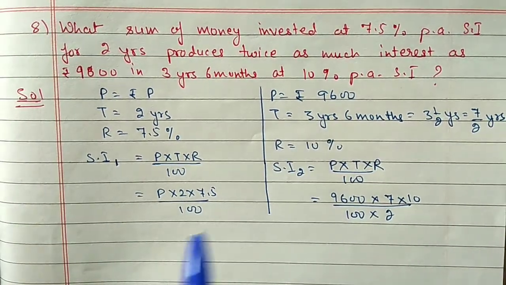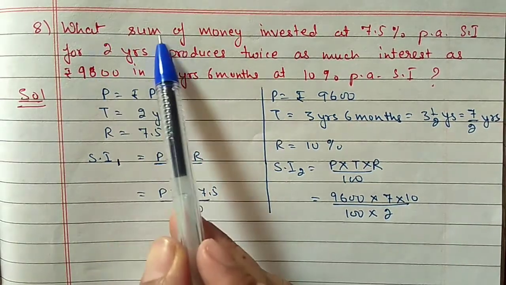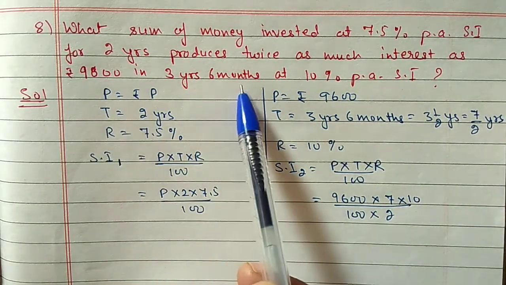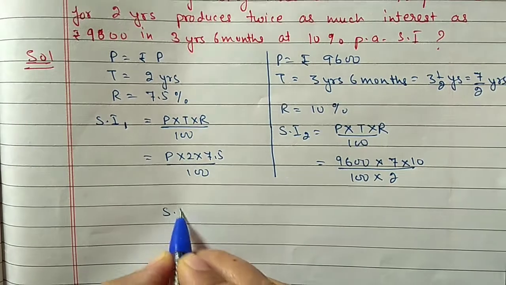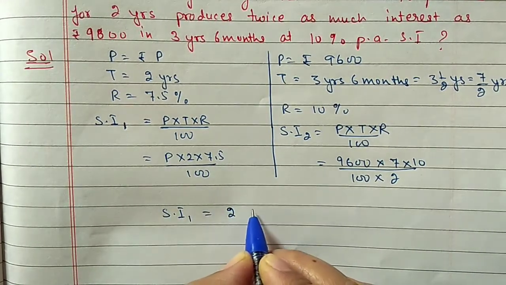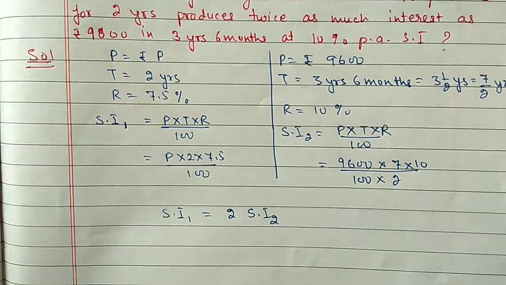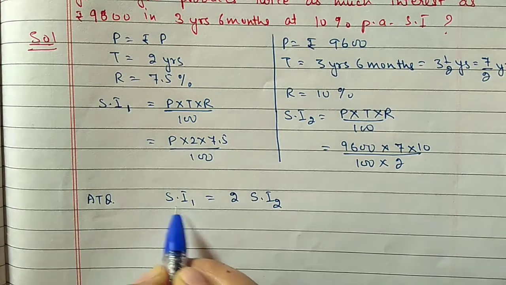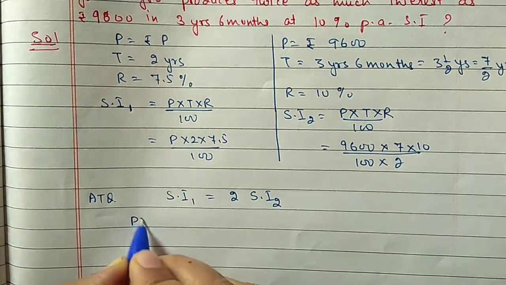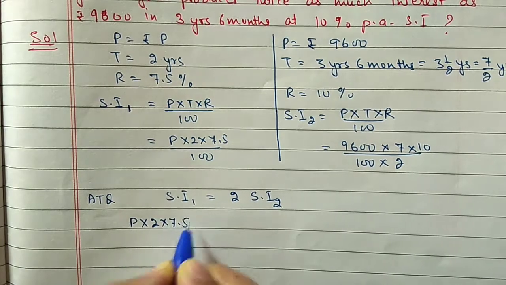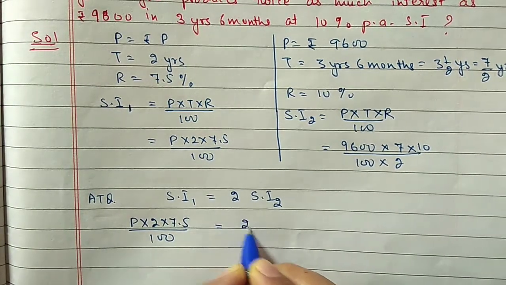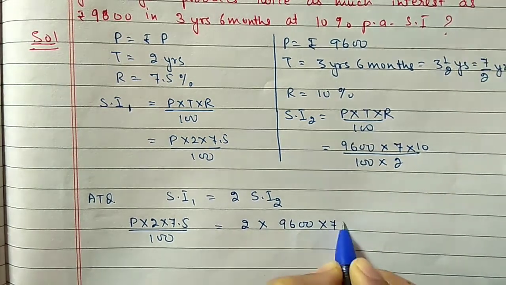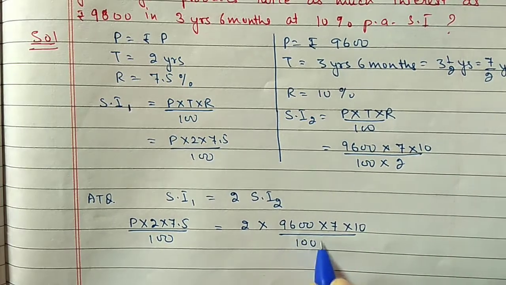So according to the question, this money will produce twice as much interest as 9,600 in 3 years 6 months. So this first simple interest is double of this. Twice means double of this second simple interest. So this is according to the question. So we can substitute the values here. First is P into 2 into 7.5 by 100 and second one is 9,600 into 7 into 10 by 100 into 2.